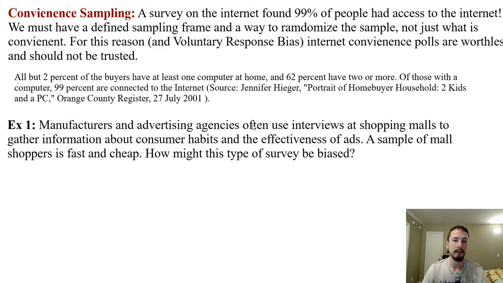We must have a defined sampling frame, which is a list of people that we're trying to contact. We can't just let people come to us or anything like that. And we need a way to randomize a sample, not just what's convenient. For this reason and voluntary response bias, internet convenience polls are worthless and should not be trusted. So if you have been on Facebook or something and you took a poll and then saw, oh wow, it seems like a lot of people agree with me, or this is interesting, these results, you should not trust online polls at all, because again, voluntary response, and they weren't randomly selected. The only people who respond are people who actually feel strongly about it, or who have no life and just want to do it. So you're missing out on the opinions of all the people who don't go to that website, et cetera, et cetera. So be very, very careful about that. Take it with a grain of salt.